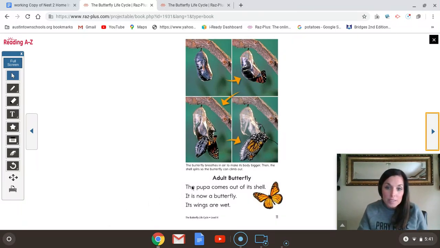The butterfly breathes in air to make its body bigger. Then the shell splits so the butterfly can climb out. And here it is. Here's the process of it coming out of the pupa. It's pretty cool, guys.